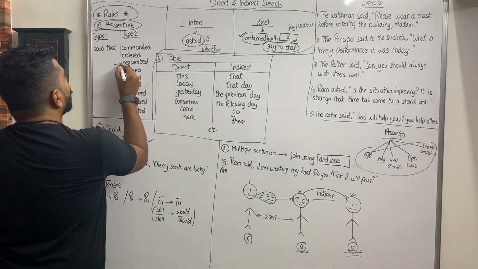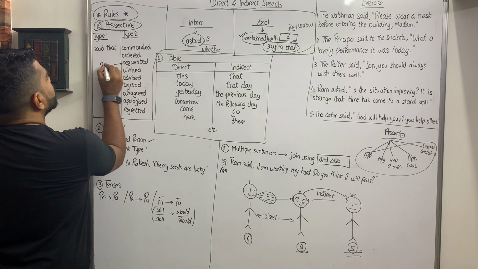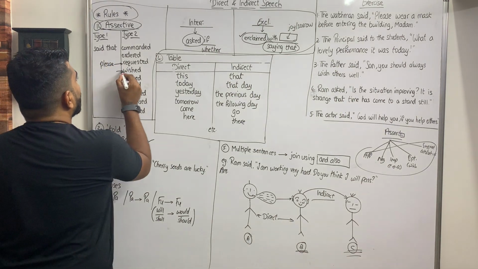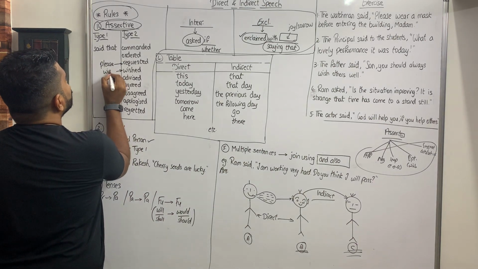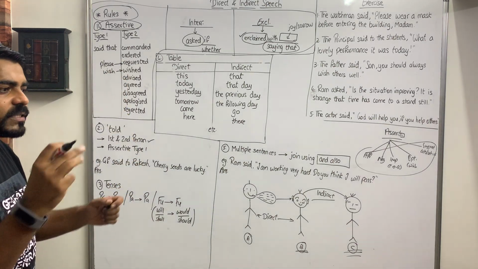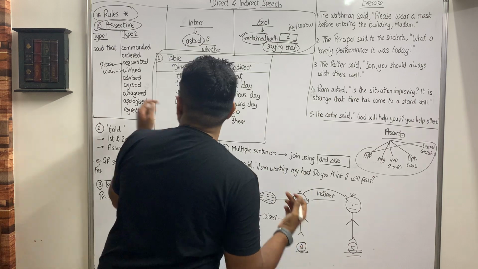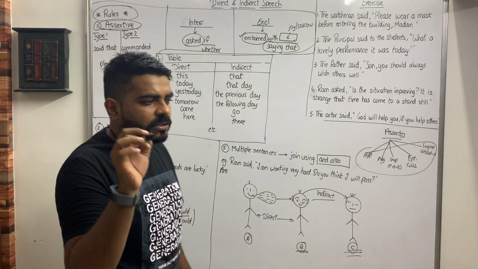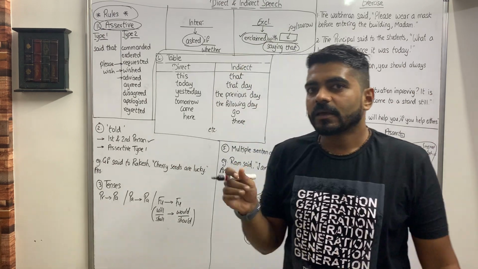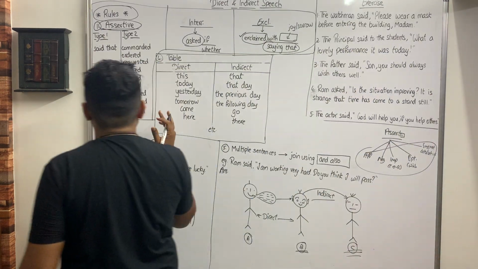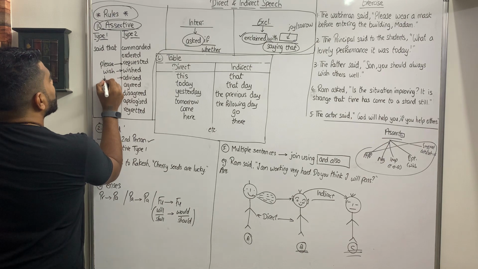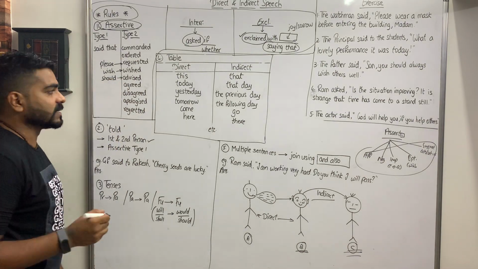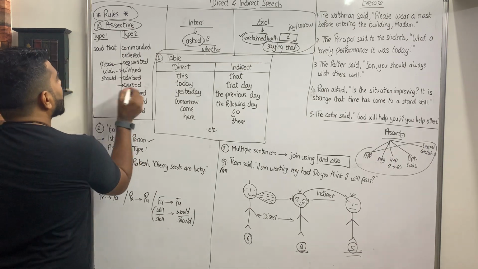Requested. If the word please is given to you, if you see the word please, it is requested. If the word wish is given to you, matlab wish diya, I wish I could do something, so he wished. Advice kabhi aayega. Take, like pause the video, think for 10 seconds. Ki advice kabhi likh sakte hain apan, ya to rather kabhi likhna hota hai. If should is given to you in the sentence, you will write advised. Agreed kabhi aayega.